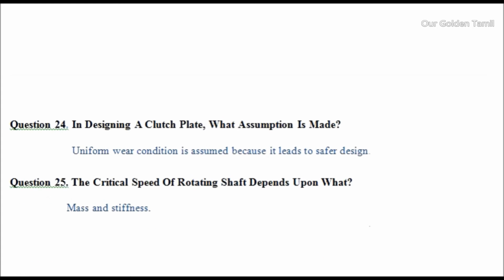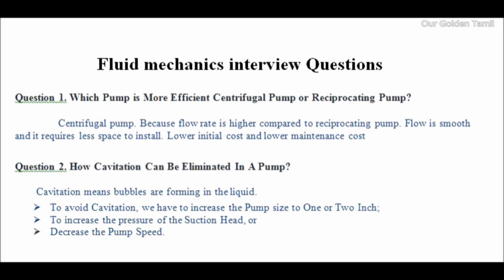Question 24. In designing a clutch plate, what assumption is made? Uniform wear condition is assumed because it leads to safer design. Question 25. The critical speed of rotating shaft depends upon what? Mass and stiffness.